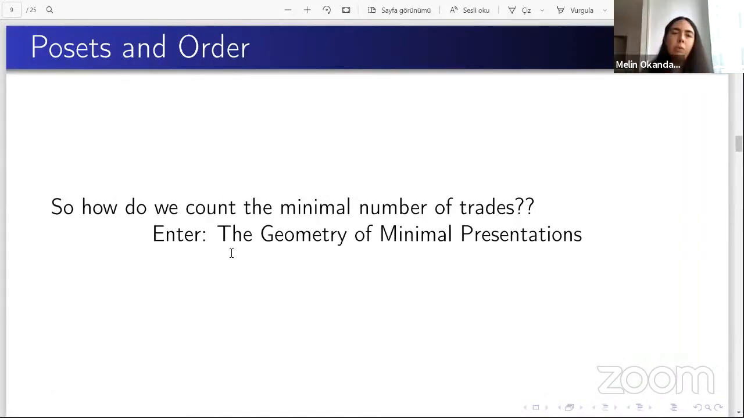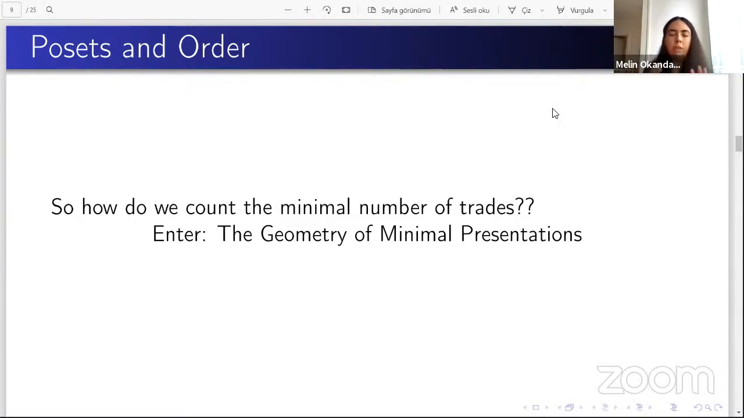Okay, so I'm moving on. Now we have described the way of defining the minimal presentations. Now our question is, finally, how do we count the minimal number of traits? So how can we find the sizes of minimal presentations? Now here the geometry comes into play. Well, we will look at the geometry of minimal presentations.